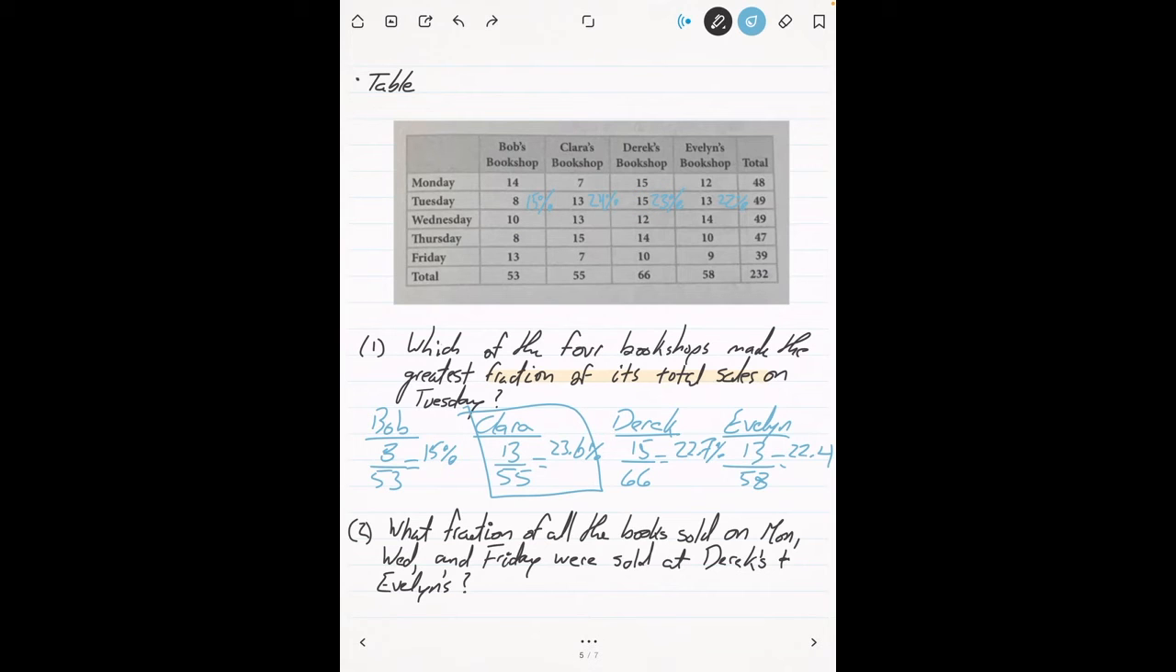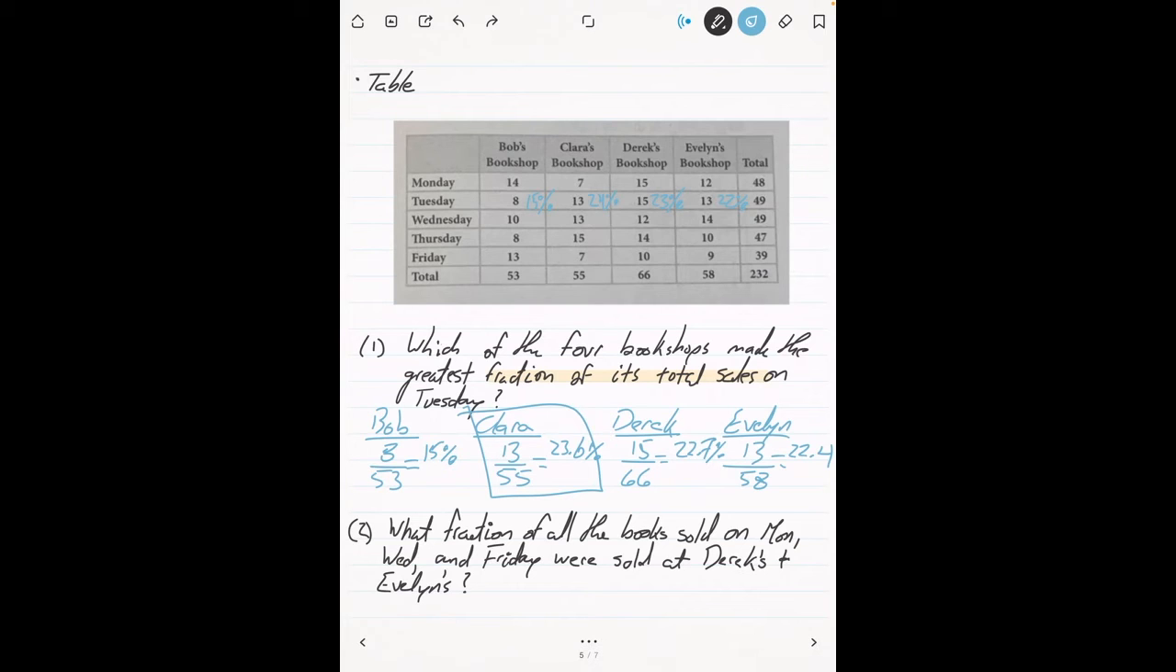There's a little trick to help out. When we say the greatest fraction of total sales, I want you to think proportions. I want you to think percentages. Something that's a little easier for us to interpret and do than trying to find the common denominator between 53, 55, 66, and 58. That might take a little while.